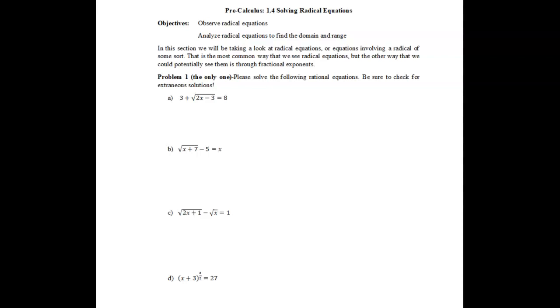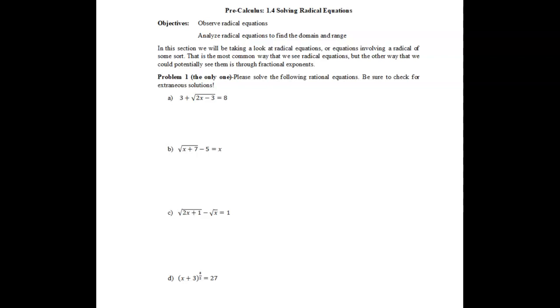Today we're going to be taking a look at radical equations and expressions involving radicals of some sort. The most common way that we're going to see these radical equations is literally with a radical, which kind of looks like a square root. It might not be exactly a square root, or we might see something with fractional exponents as well, which we will learn how to change into radicals, simplifying those back and forth. But this should be one of the shortest sections we have this entire year, so it should be nice.